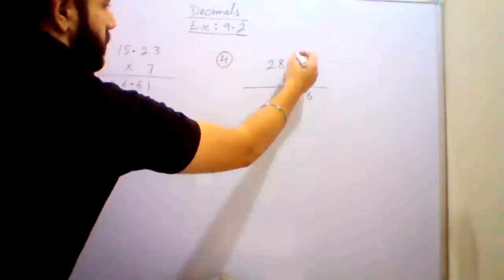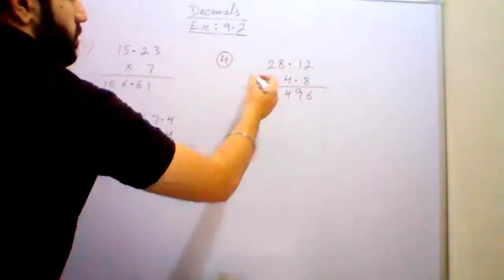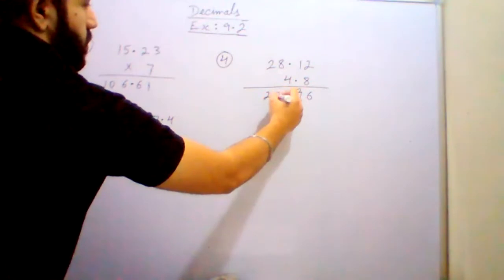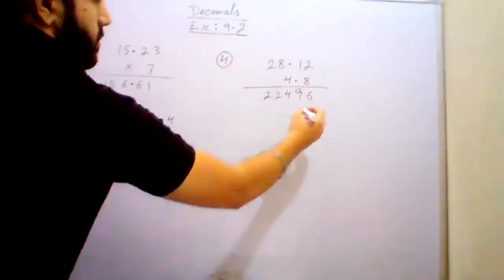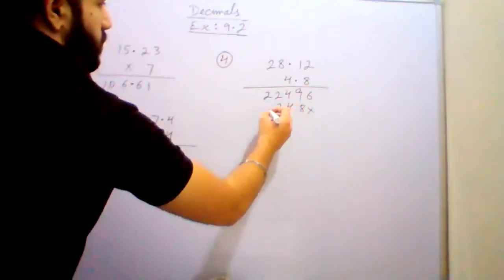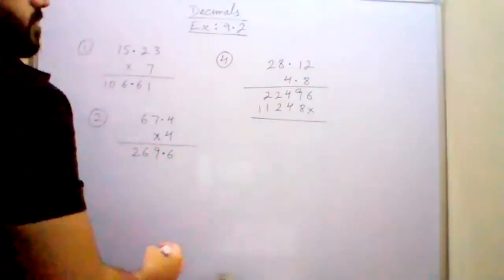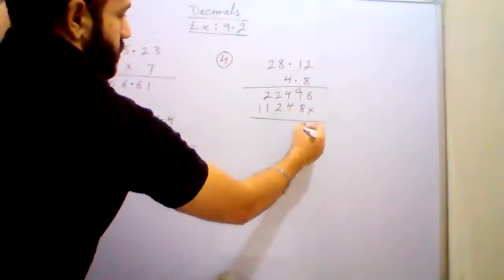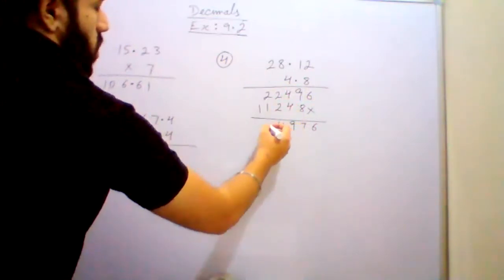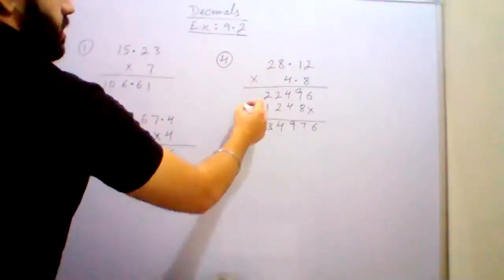8 into 2 is 16, 1, 9, 8 into 8, 64, 16 plus 6, 22. 8, 4, 2, 3. 8 plus 3, 11. Now add the numbers: 6, 7, 9, 4, 3, 1. So all of you can see that I have multiplied the numbers.